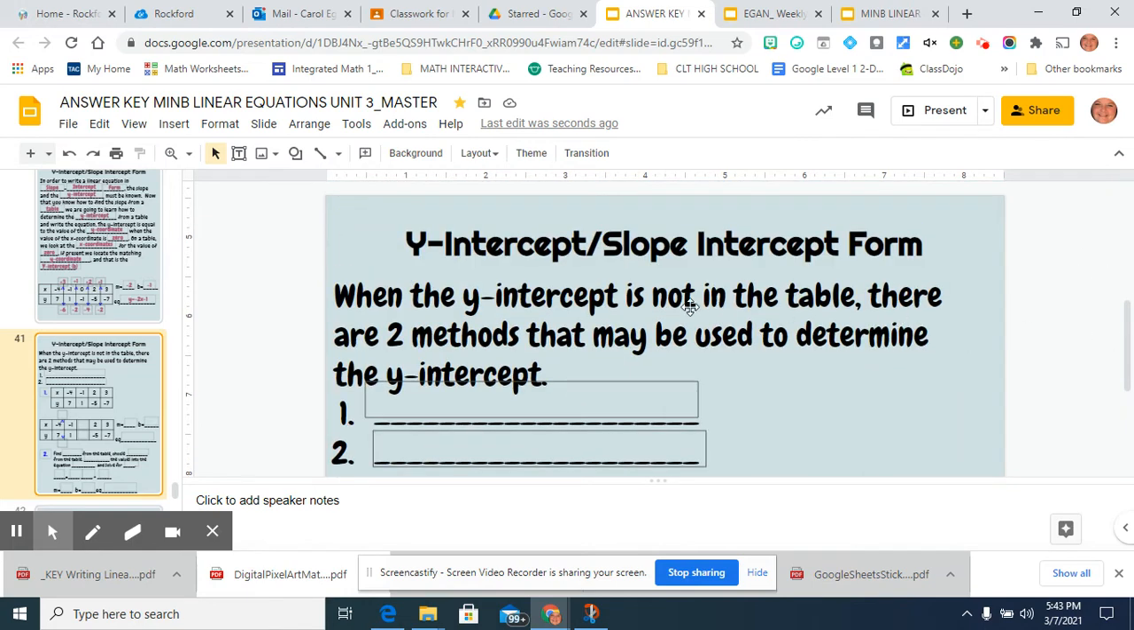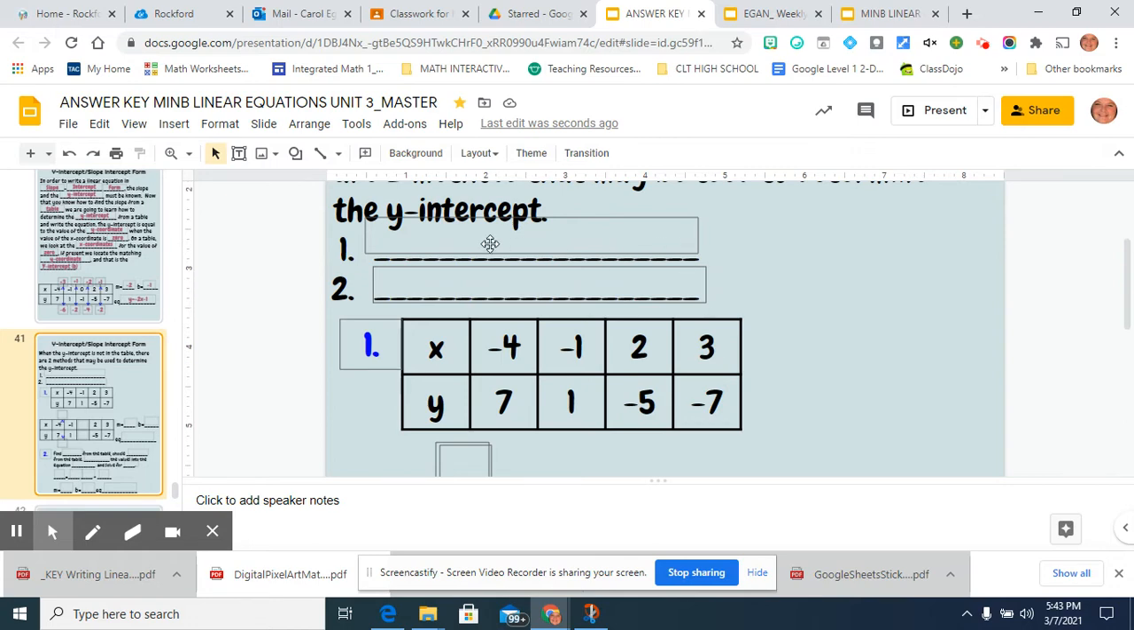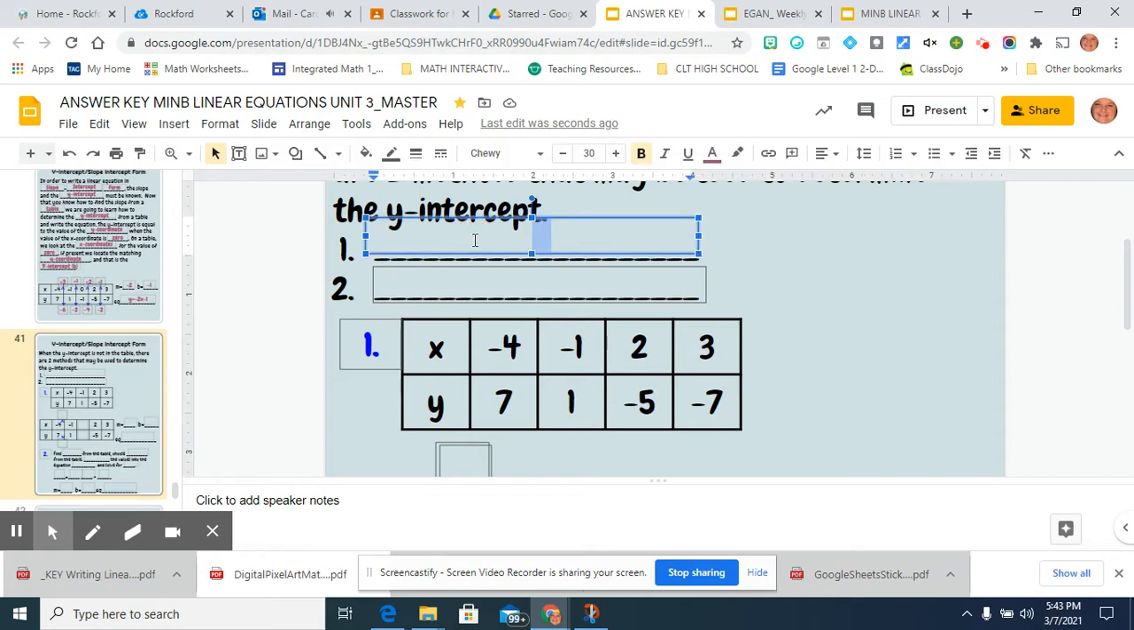When the y-intercept is not in the table, there are two methods that may be used to determine the y-intercept. So the first one, we're going to call that table expansion. And the second one we're going to call the B method. At least that's what Ms. Scanlon likes to call it.